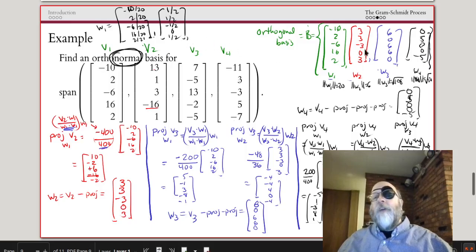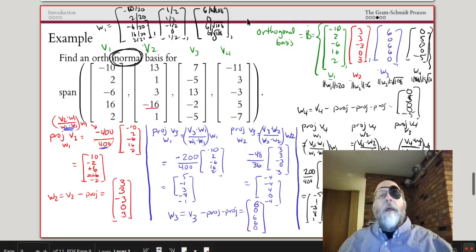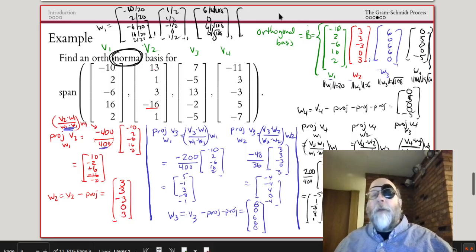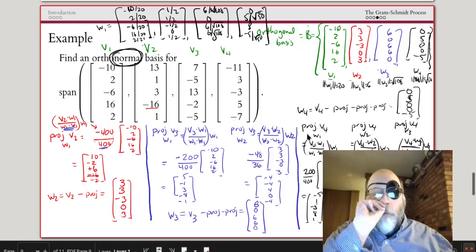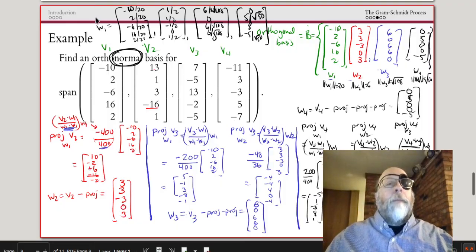And then these just don't simplify nicely. This is going to be 6 over root 108, 0, 6 over root 108, 6 over root 108, and 0. And the last vector will be divide by root 50, so we get 0, 5 over root 50, 0, 0, and negative 5 over root 50. And that will be our orthonormal basis. I don't know why I called the whole thing W1. That's a basis. Okay?